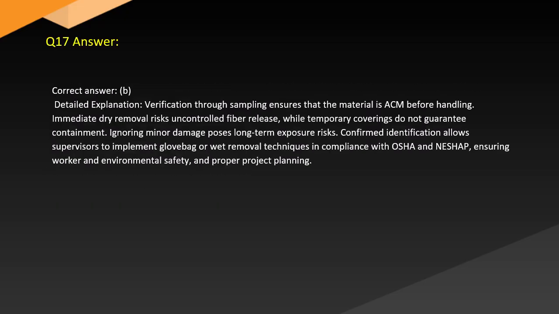Answer. Correct answer, B. Detailed explanation. Verification through sampling ensures that the material is ACM before handling. Immediate dry removal risks uncontrolled fiber release, while temporary coverings do not guarantee containment. Ignoring minor damage poses long-term exposure risks. Confirmed identification allows supervisors to implement glove bag or wet removal techniques in compliance with OSHA and NESHAP, ensuring worker and environmental safety and proper project planning.